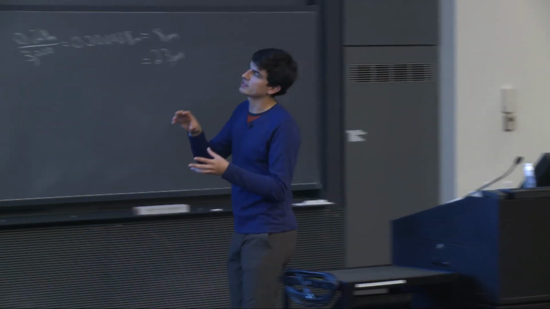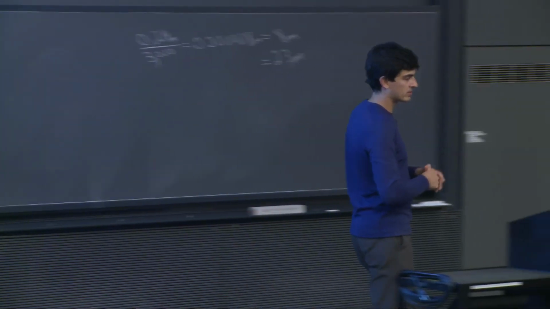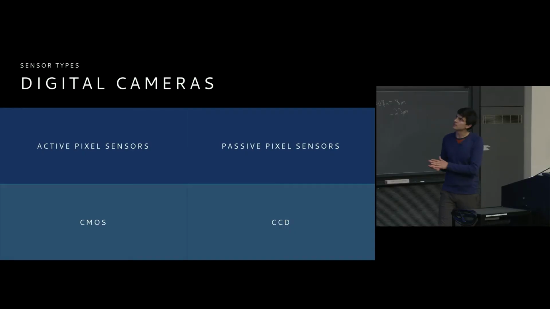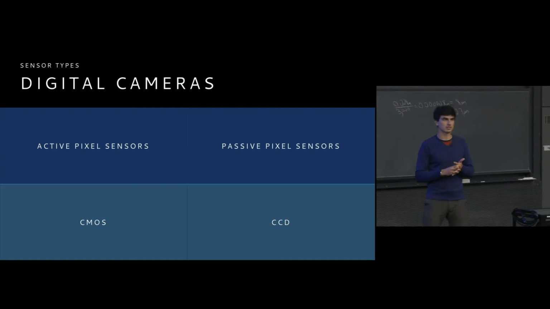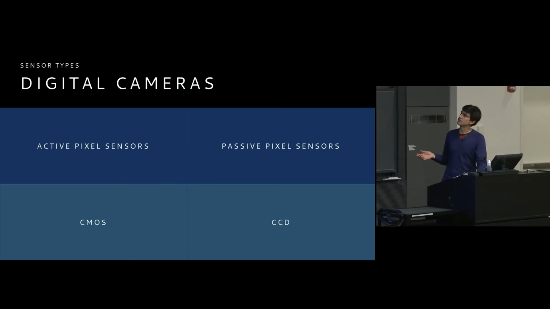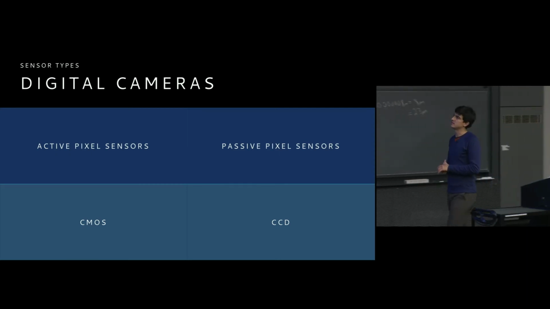All right. So now that we have a little bit better understanding of what's happening in the camera, I want to talk a little bit more about sensors themselves. Realize that primarily there are two major types of sensors. There's active pixel sensors and there's passive pixel sensors. And each one of these has a wide variety of types, but the most common of those for active pixel sensors is CMOS type. And passive pixel sensors, the most common type is CCD.